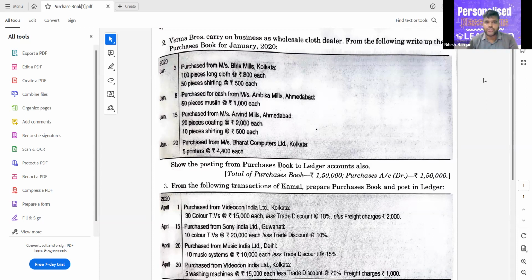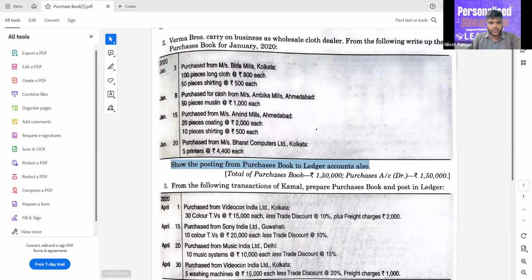January 15, purchase from Messrs. Arvind Mills, Ahmedabad, 20 pieces coating at the rate 2000 each, 10 pieces shirting at the rate 500 each. And the last one, January 20, purchase from Messrs. Bharat Computers Limited, Kolkata, 5 printers at the rate 4400 each. Okay, so we have to prepare the purchase book and also show the posting from the purchase book to the ledger account. So we have to do two things. First, we prepare a purchase book, and then we post these purchases to the ledger.